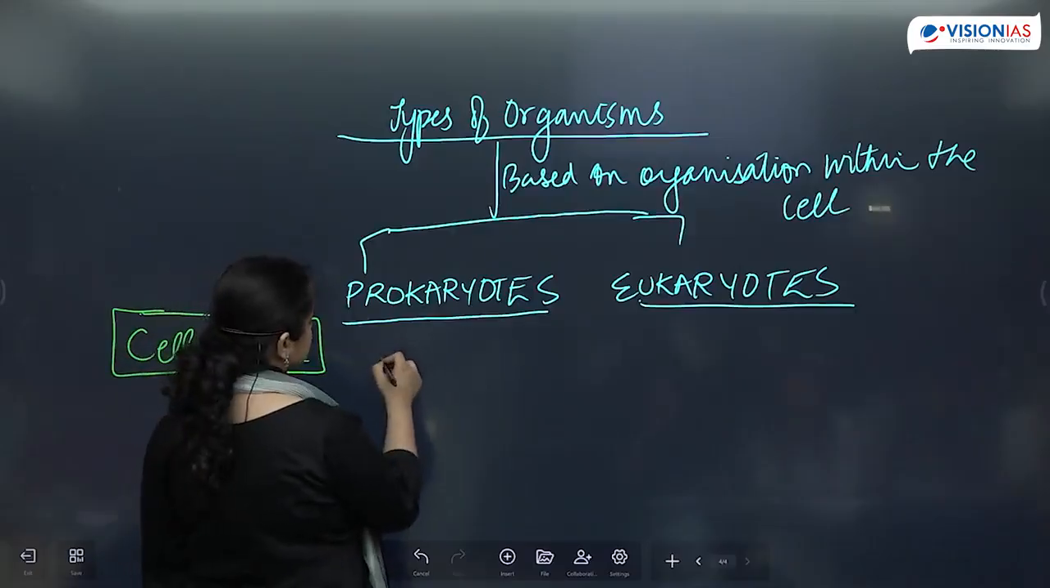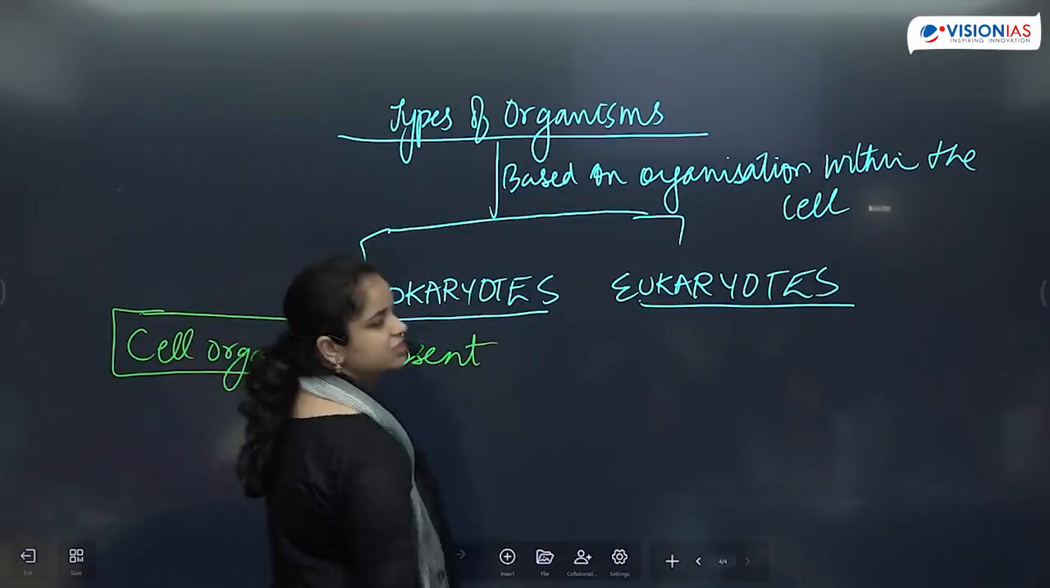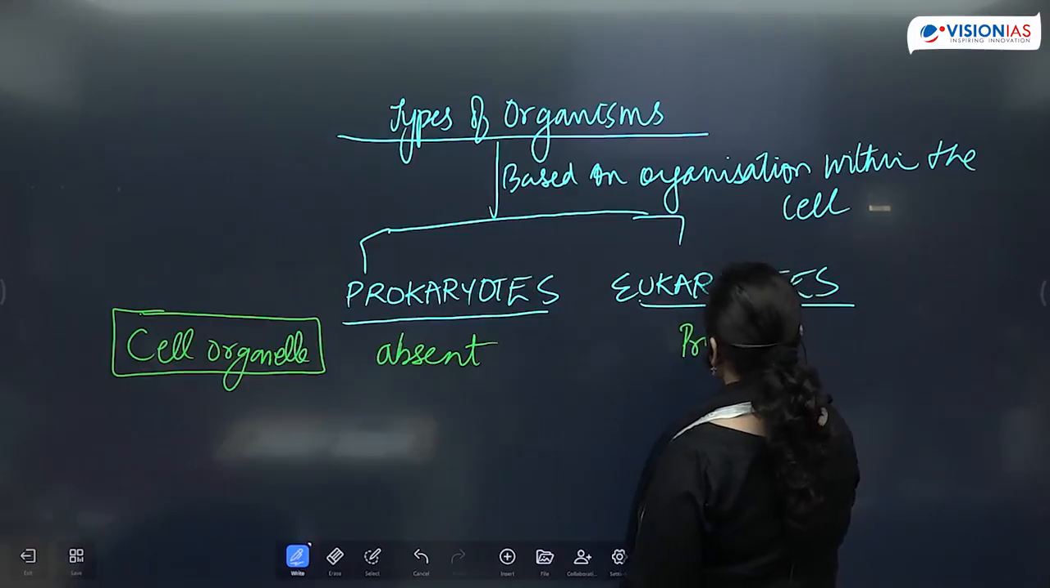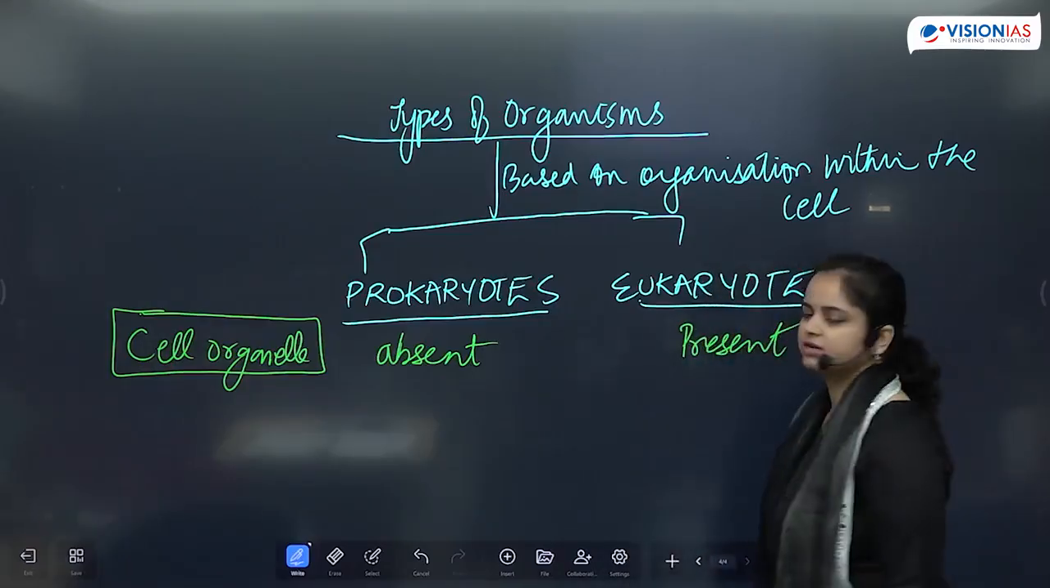Prokaryotes mein, we've just now spoken, they are not present. There is no specialization in the structure of a prokaryote. Eukaryotes mein, they are present. It is a feature of eukaryotic cells.